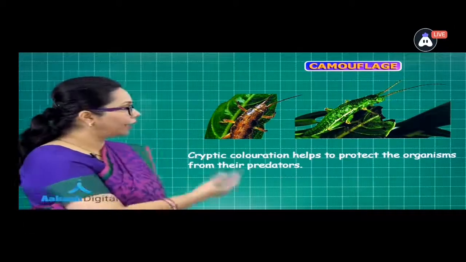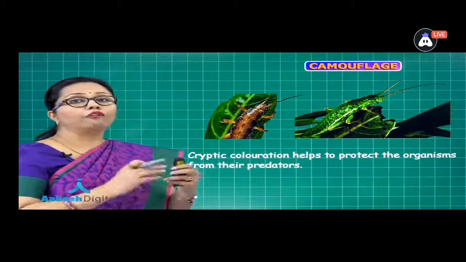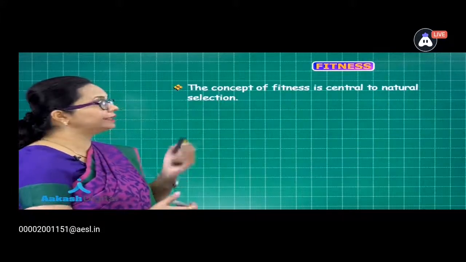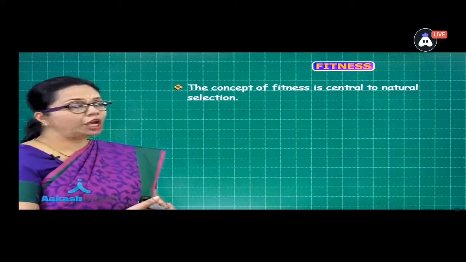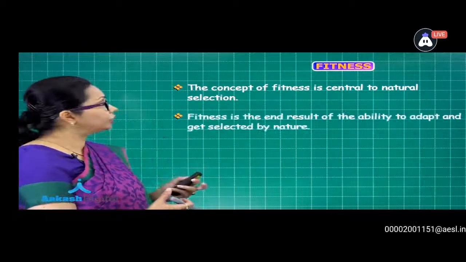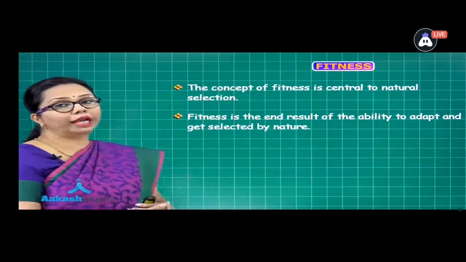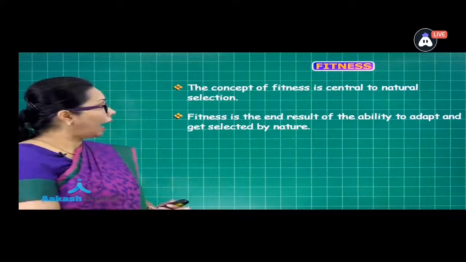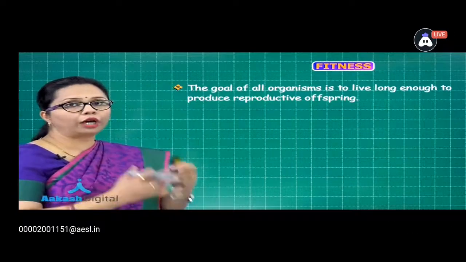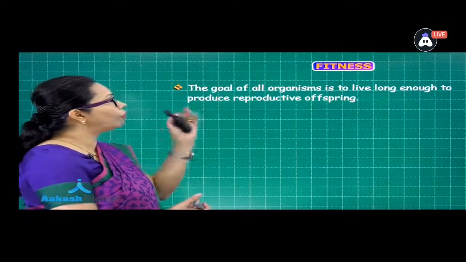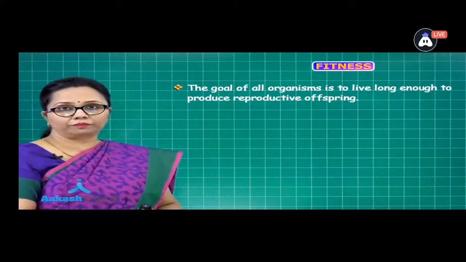Now, when we talk about organisms which are able to protect themselves from their predator in a particular surrounding, from this we can move on to the word fitness, which is the central idea to Darwin's theory of natural selection. Fitness is the end result of the ability to adapt and then, of course, get selected naturally. And this fitness is reproductive fitness. According to Darwin, it is reproductive fitness, because the goal of all organisms is to live long enough and pass on their gene pool to the next generation.